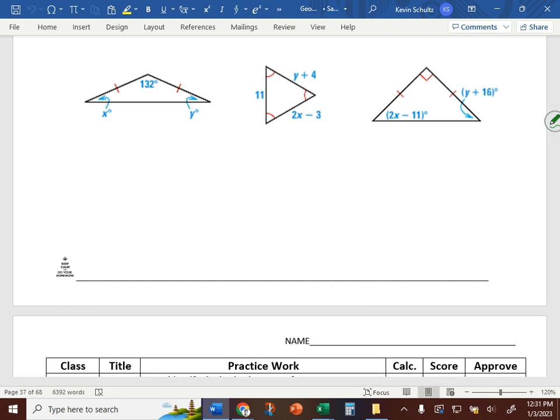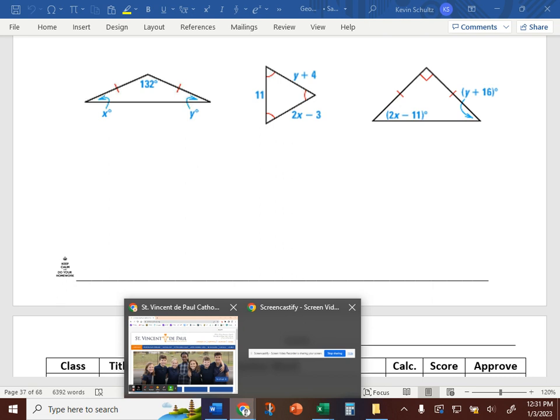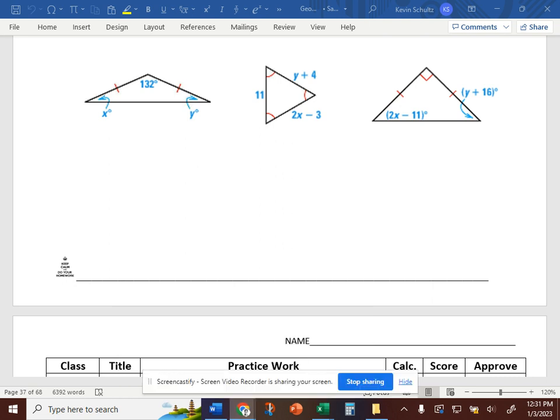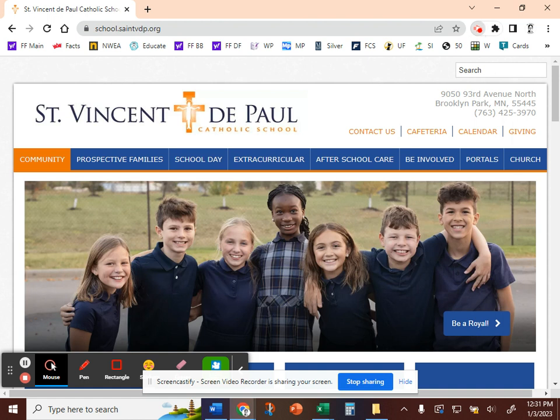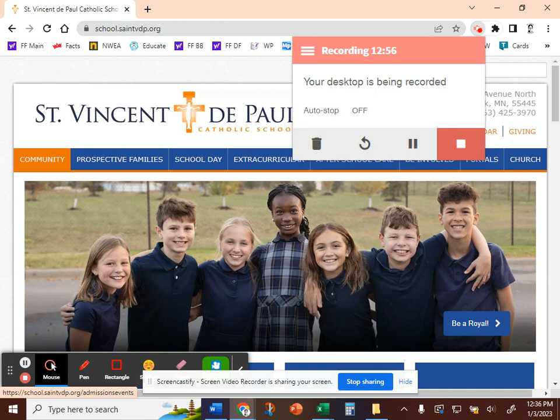Why don't you take 5 minutes to work on these 3 with your partners, table mates. This is work time. We will reconvene in a second.